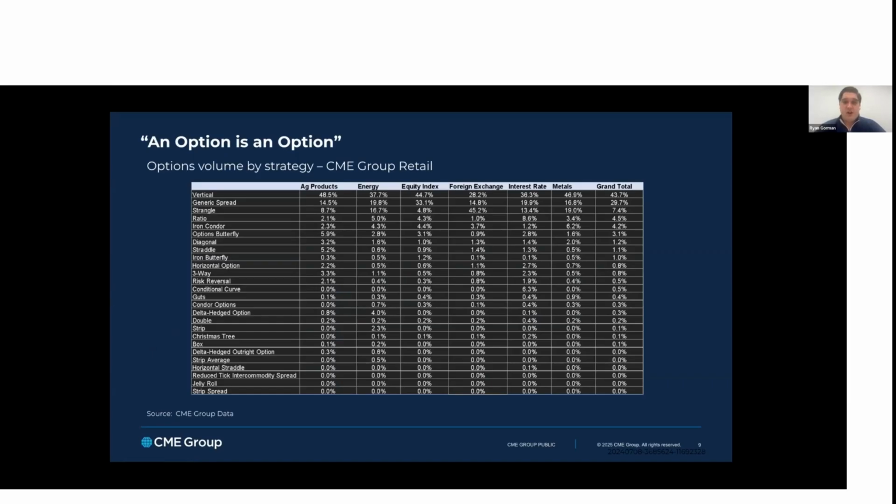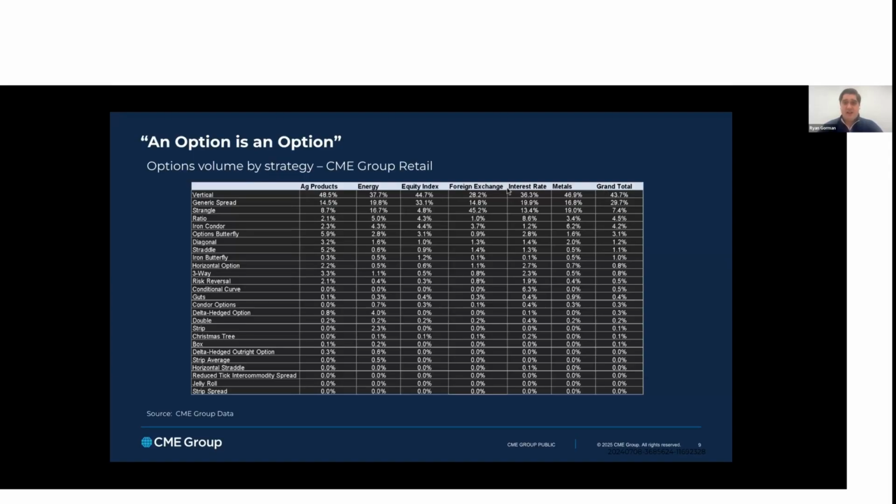So this is a really, really nice chart just to take a look at. There's a ton of different ways you can use options and different strategies, but you can see it's laid out by 6 asset classes here, crypto excluded being the seventh. You can see right off the top, looking at vertical spreads, so those bull call spreads and bear put spreads, across the board they are very highly traded. And in grand total, 43% of the retail options strategies that we see here at CME come from vertical spreads.